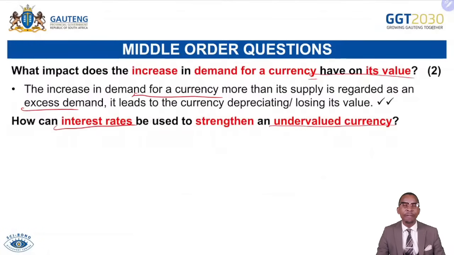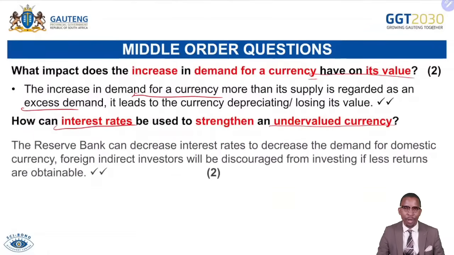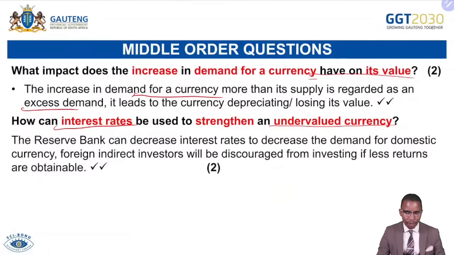You find that the rand is costing 22 rand to the US dollar instead of costing about 17 rand to the US dollar. So that means our currency is undervalued in that situation. So how can the Reserve Bank use interest rates or repo rate to strengthen the undervalued currency?